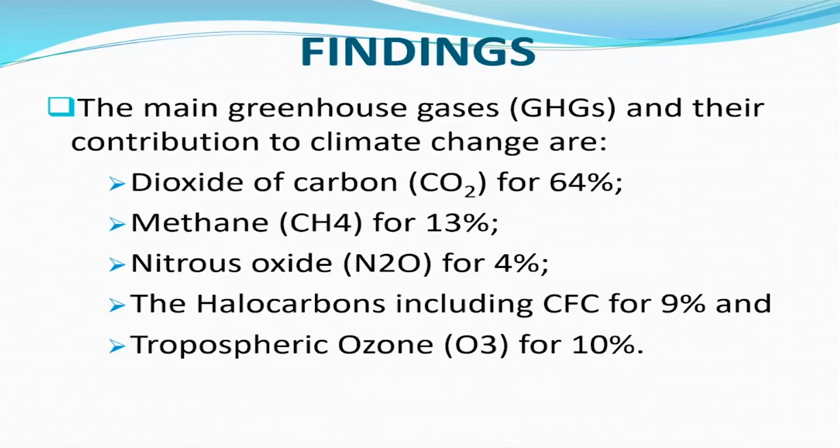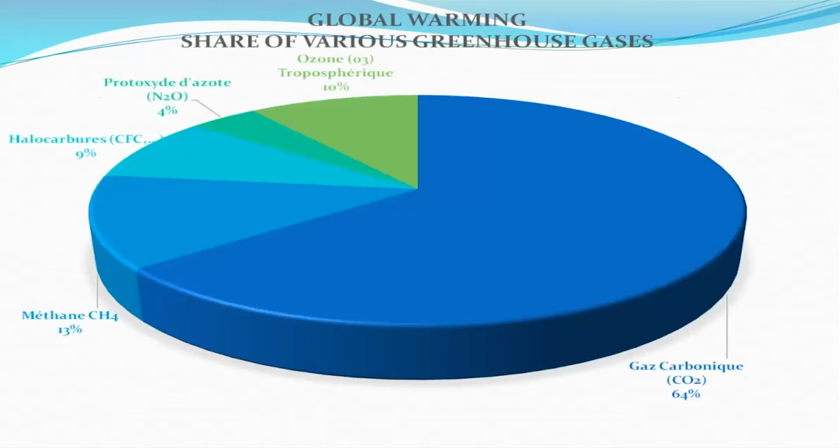The main greenhouse gases and their contribution to climate change are carbon dioxide, CO2, represented as 64%, methane gas, CH4, for 13%, nitrous oxide, N2O, for 4%, hydrocarbons including CFC for 9%, and tropospheric ozone, O3, for 10%. The global warming share of various greenhouse gases can be seen in this presentation. It's a pie chart where the different gases are presented.